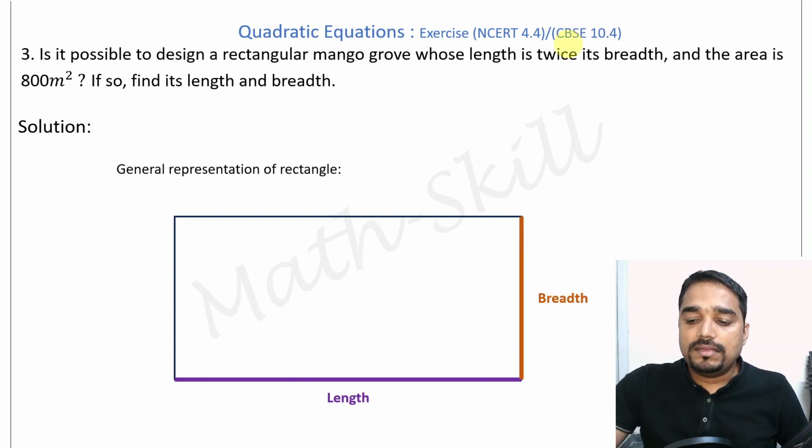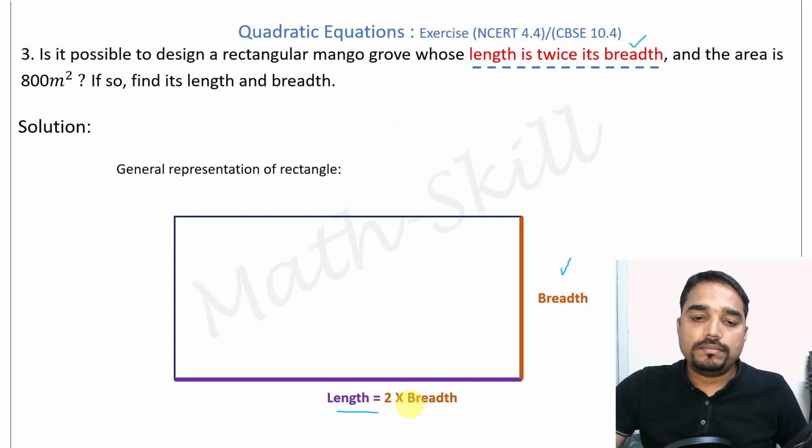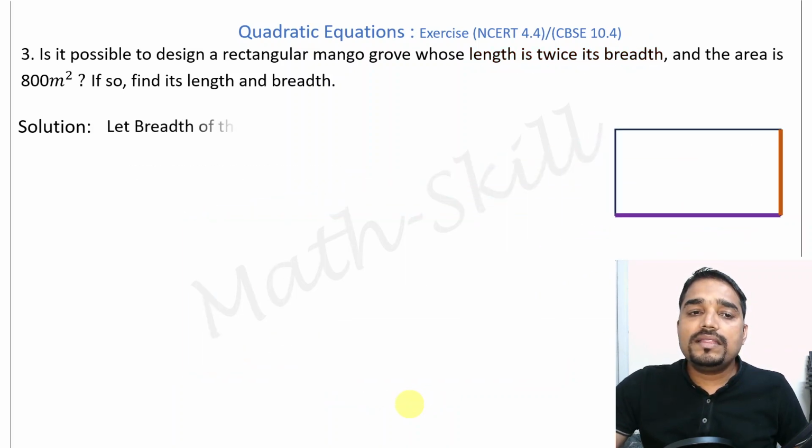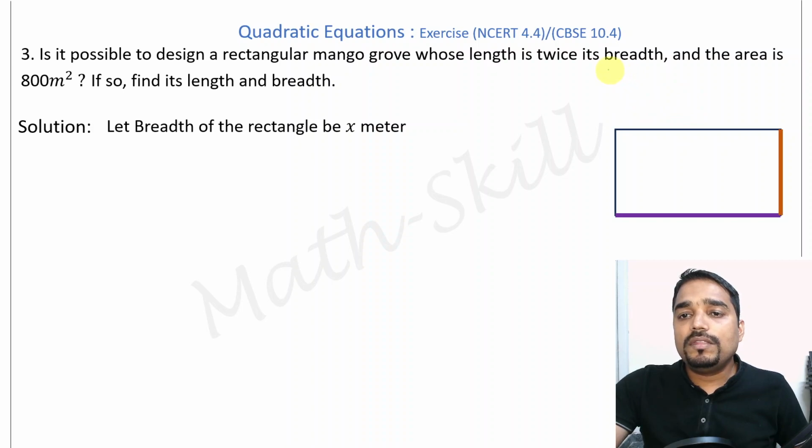Also, he says that length is twice its breadth is one of the conditions, that is, length is given in terms of the breadth, that is, length is equal to twice of breadth. Since length is given in terms of the breadth, let us assume the breadth of the rectangle to be x meters. Breadth is assumed as x meters. Therefore, length of the rectangle would be equal to 2x meters, because he says length is twice its breadth.